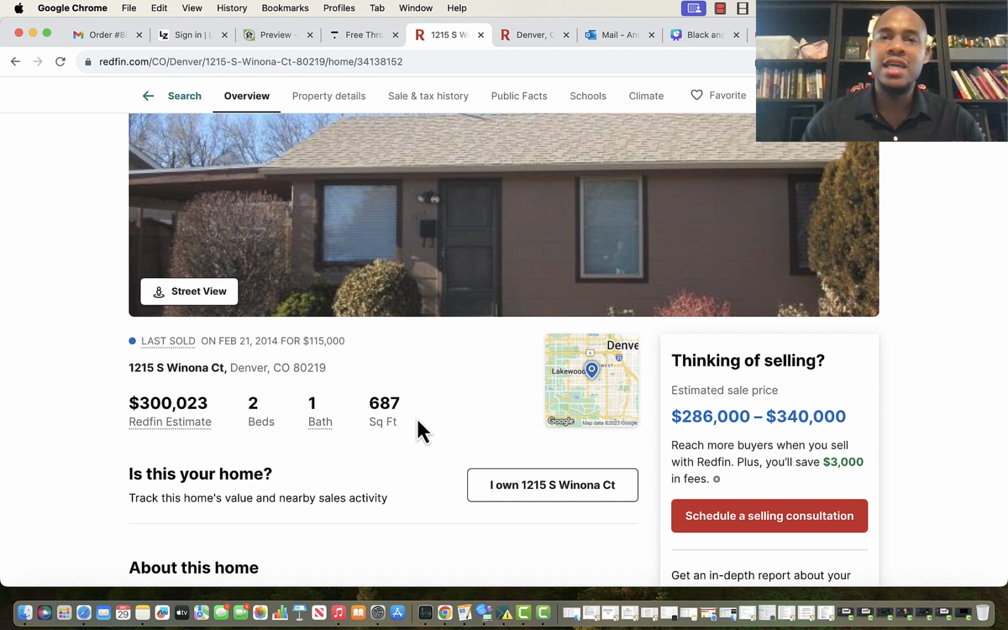This was an easy example, smaller home, straightforward. Didn't take a lot of analyzing or anything.